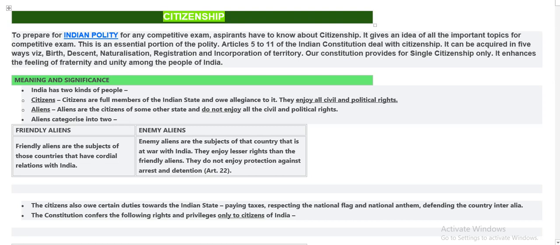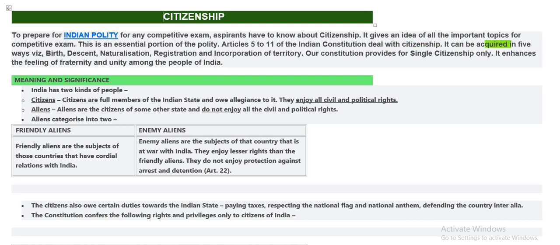Citizenship. To prepare for Indian polity for any competitive exam, aspirants have to know about citizenship. It gives an idea of all the important topics for competitive exams. This is an essential portion of the polity. Articles 5 to 11 of the Indian Constitution deal with citizenship.